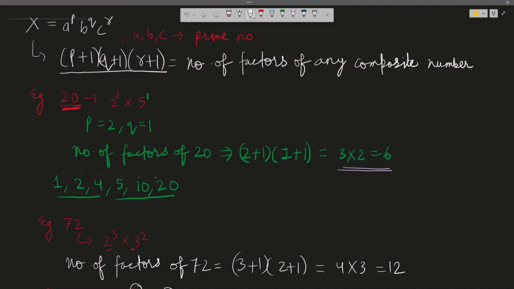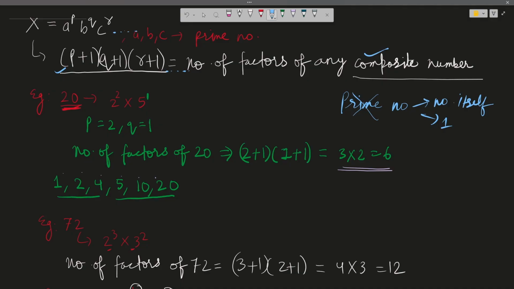Now I am just talking here about the composite number, because in the case of a prime number there are only two factors: the number itself and 1. So it is useless to calculate the number of factors for a prime number. But for the composite number, we need to calculate the number of factors, and that can be calculated by the formula p plus 1 into q plus 1 into r plus 1, and so on, right?